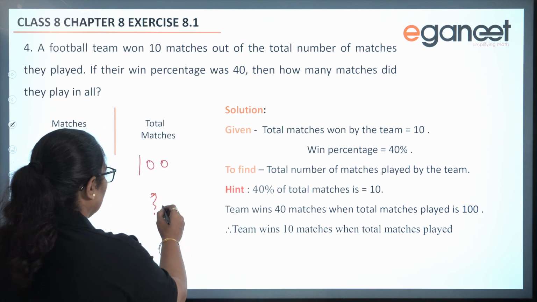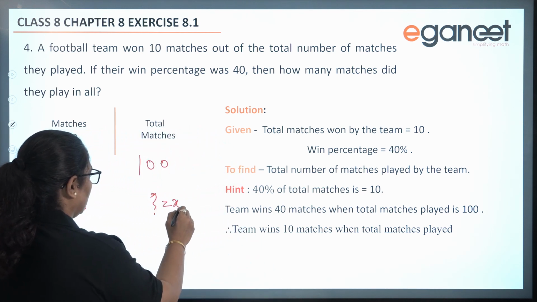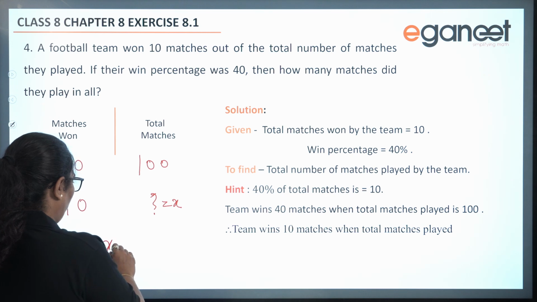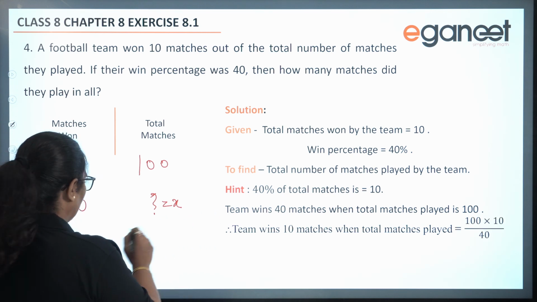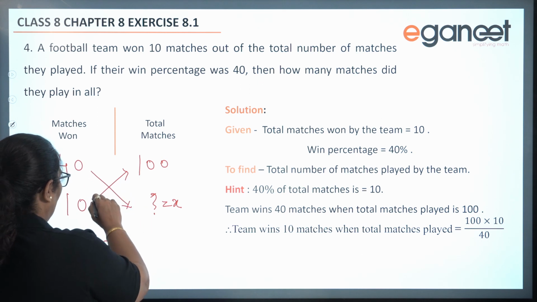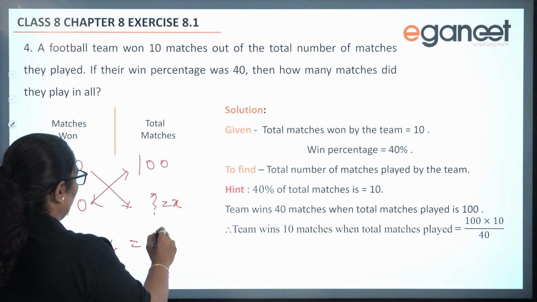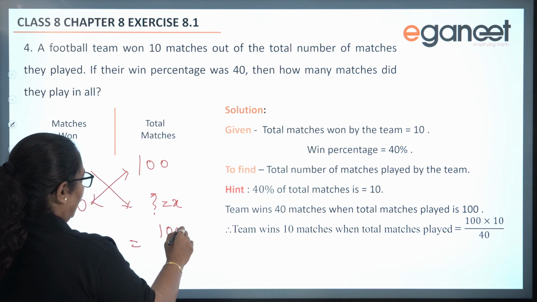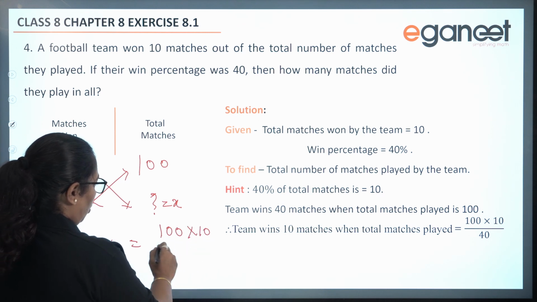Let us consider this is equal to x. So how we can find out the value of x? We can find out the value of x just by cross multiplying it, and that is equal to 100 into 10 upon 40.